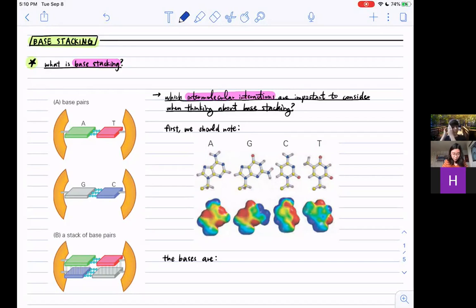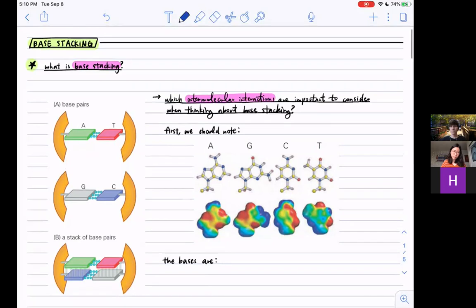So today I'm going to start off by talking about base stacking. Then I'm going to talk about metal ions and nucleic acids, and then finally I'm going to talk about the sugar pucker and A and B form.